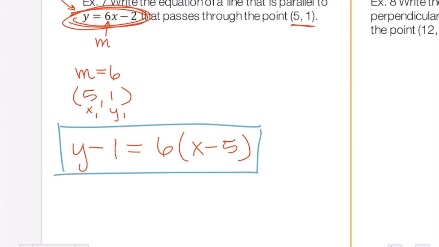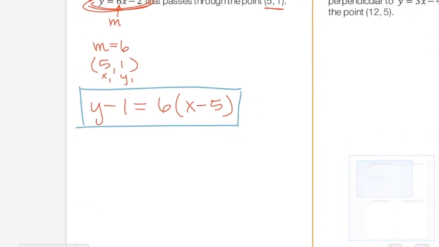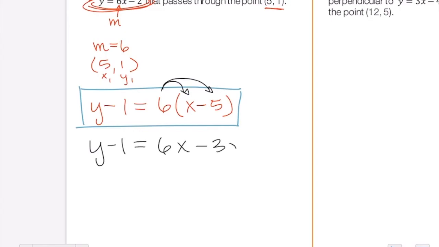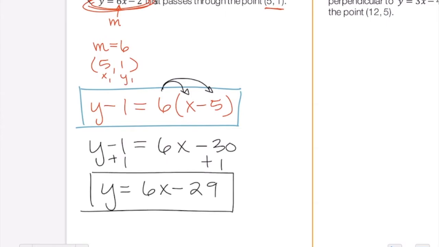Now, for the sake of just a little bit more practice, if I did ask you to convert this into slope-intercept form, then you would distribute the 6, so you'd have y minus 1 is equal to 6x minus 30, and then isolate your y value by adding 1 to both sides and getting 6x minus 29. And notice, we've got these two lines, and they are, in fact, parallel to each other. They both have a slope of 6, and they've got a different y-intercept.